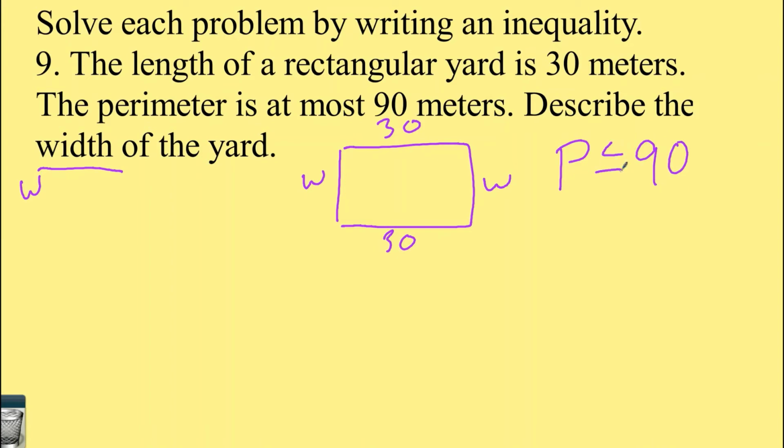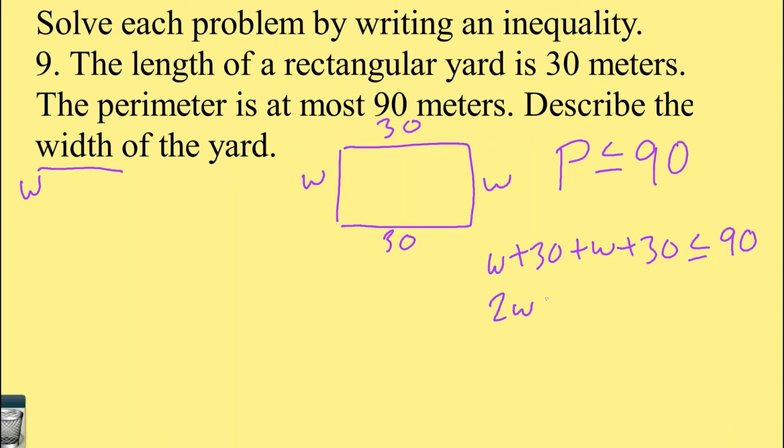Well, how do we get the perimeter? We add all the four sides. So we're saying W plus 30 plus W plus 30 has to be less than or equal to 90. And notice how I figured out my inequality. All right? You can logic this out. Okay? You just have to think about it. All right? It's just that simple. People keep thinking that math has to be harder than that. No, it's really that simple. Okay? All right? So, add these up.